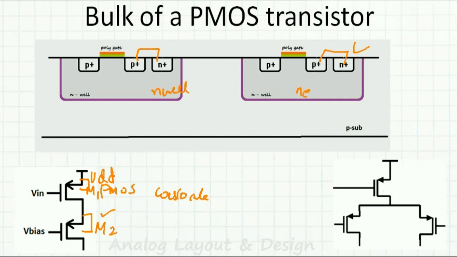This Nwell is different and this Nwell is different. Similarly, I can also connect these two bulks locally. This source and bulk is connected, this source and bulk is connected. So definitely I can connect. There is no body effect here. It is not there in a PMOS transistor.